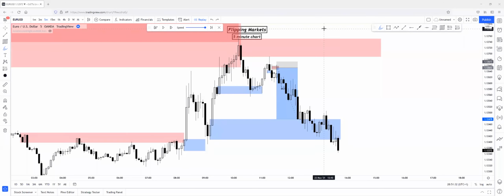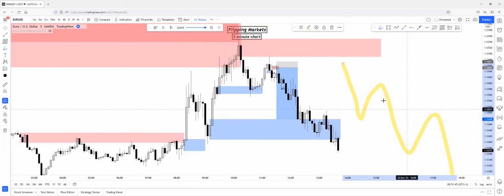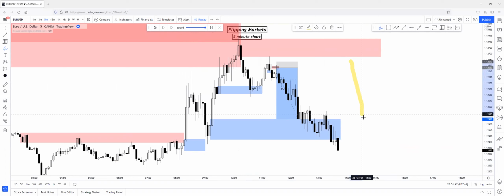So hello, welcome to the next example. As you can see, I kept all the drawings from the previous example. So the structure is the same. The zones are the same. The supply demand zones are the same. So everything is the same. So the 4-hour structure is still extremely bearish. So every downside movement is a main trend movement. Every upside movement is a counter trend movement.